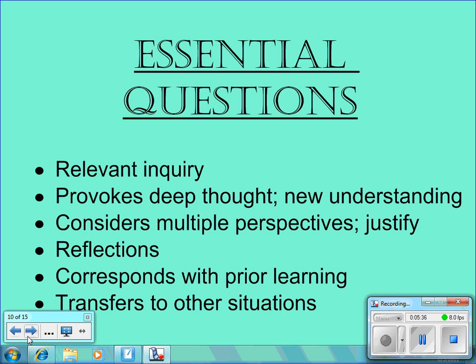Essential questions have several key components. Relevancy. Are the questions relevant? Clearly, this question about the pictures was relevant in an academic sense as far as construction, architecture, even science, and its ethical impacts of development on nature.